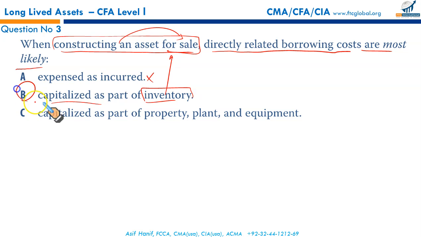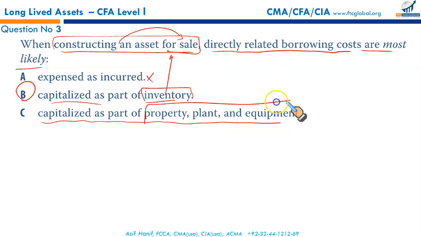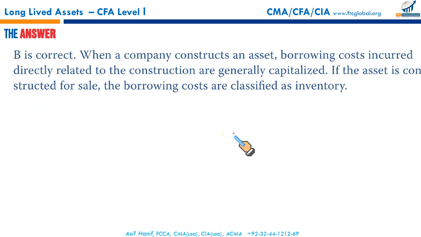That's the right option. Why not C? Capitalized as a part of property, plant and equipment. Normally we do, but since this asset is specifically for sale, not for property, plant and equipment, this would be the incorrect option. Normally, when an asset is constructed, the interest cost incurred is added to the cost. It is generally capitalized. But since this asset is for sale, not as property, plant and equipment, this option is wrong. So that makes B our correct option.